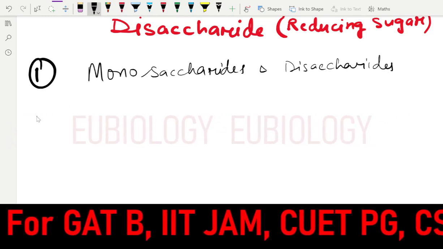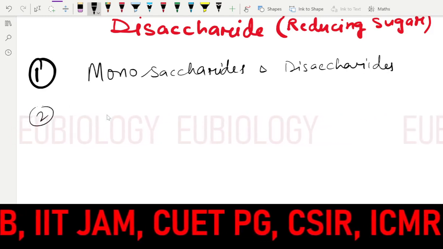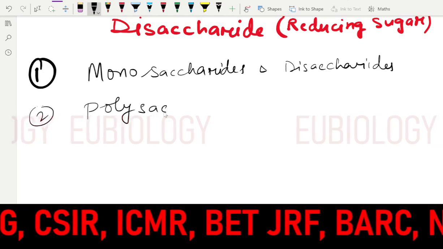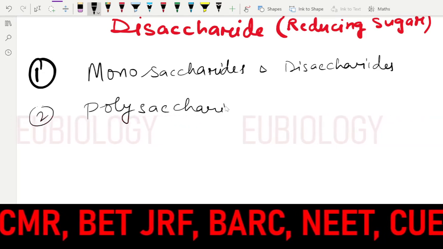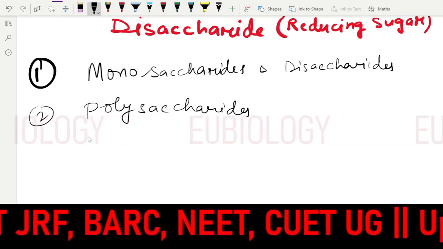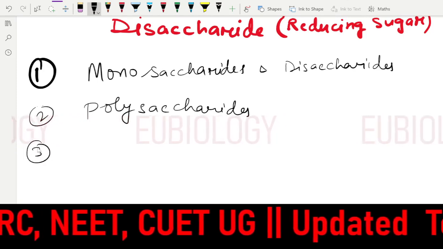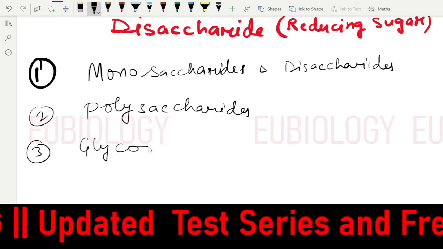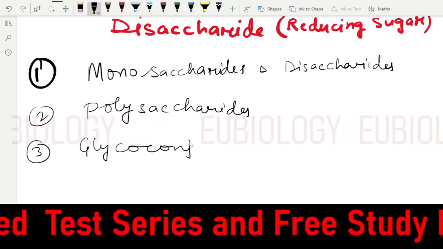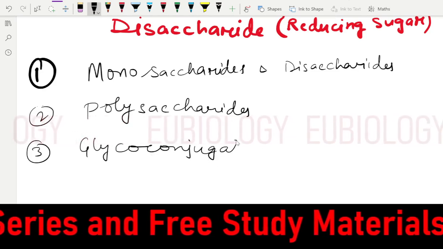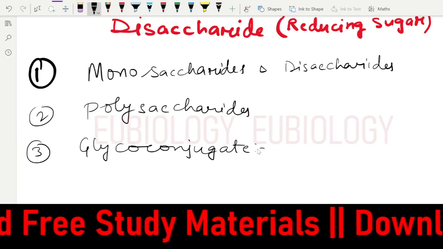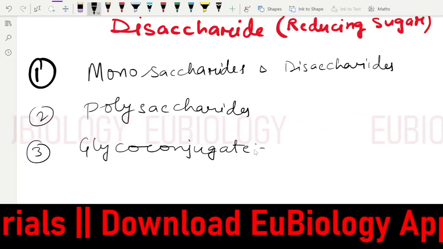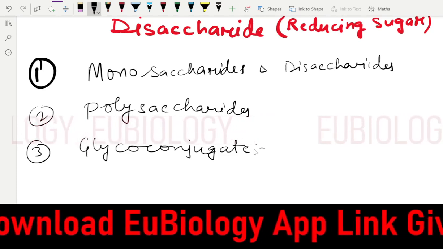Second, in the next video, we'll read about the polysaccharides. And in the third video, we'll read glycoconjugates. What is the meaning of glycoconjugates? Actually, it is proteoglycans, glycoproteins, glycolipids. All are the glycoconjugates we are going to read.